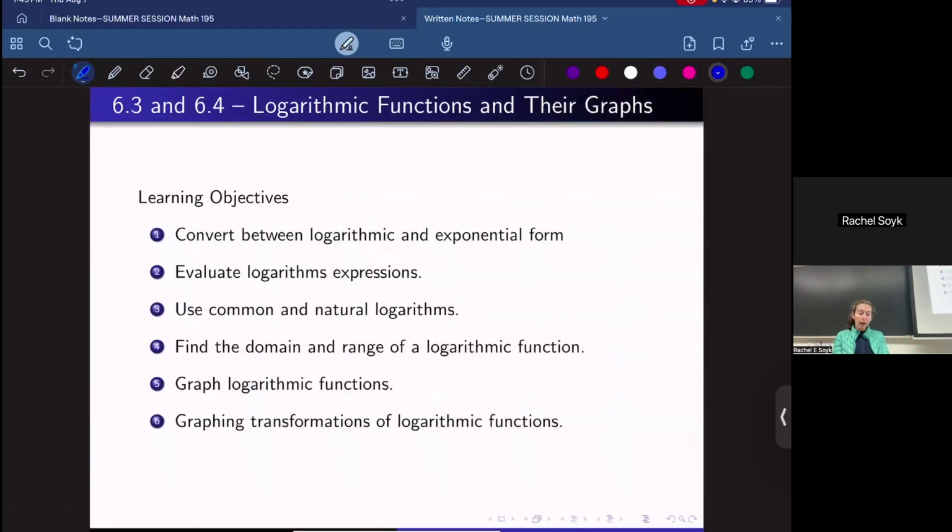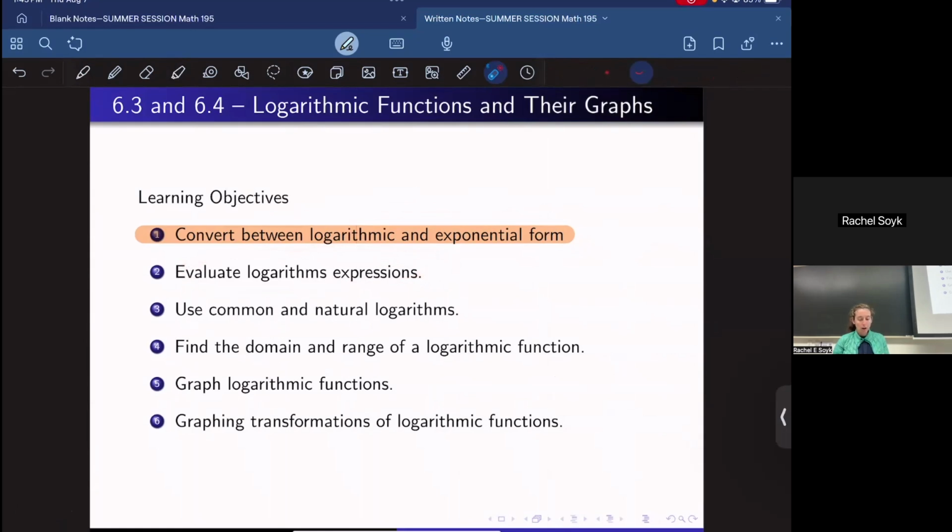So what are our learning objectives here? We have a lot. We are going to be able to convert between log and exponential form, which I find to be probably one of the most important topics that you'll learn about today. The evaluating expressions is pretty straightforward. I would say that's probably the easiest of the objectives.